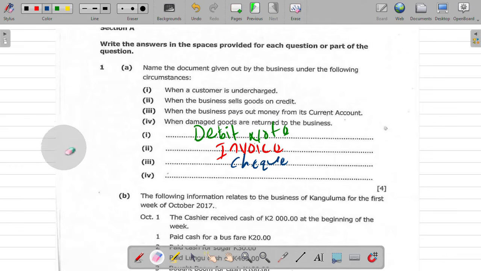The examiner might change here and there, but you need to know what is happening in the circumstances for you to identify the kind of document that is needed. Okay, we continue.